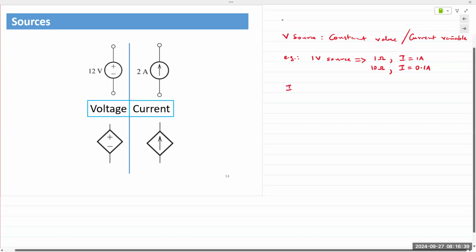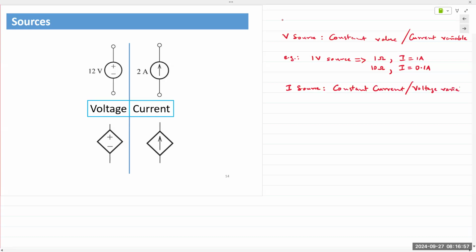Same thing for a current source. Current source is the exact same unit, but now you run it in constant current mode, and the voltage is now adjusted and variable. The power supply automatically adjusts the voltage depending on the needs of the load.